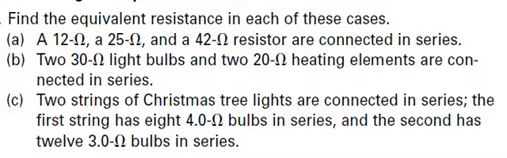The first string has 8 4 ohm bulbs in series and the second has 12 3 ohm bulbs in series. So the total resistance, the equivalent resistance, is going to be 8 times 4, which is 32, and 12 times 3, which is 36. So 36 plus 32 is going to be equal to 68 ohms.